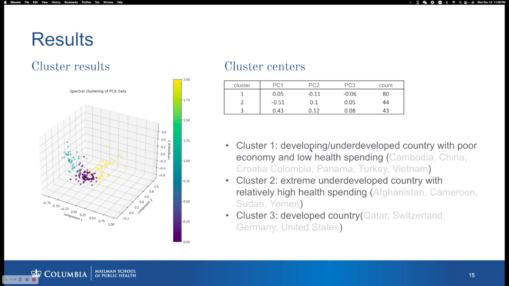Cluster 1, I think, means the developing and underdeveloped countries with a poor economy and low health spending. Example countries are Cambodia, China, Turkey, and Vietnam. Cluster 2 is the extremely underdeveloped countries with relatively high health spending, such as Afghanistan, Cameroon, Sudan, and Yemen. Cluster 3 is the developed countries, like Qatar, Switzerland, Germany, and the United States. So I think this model can help determine which countries are in need.